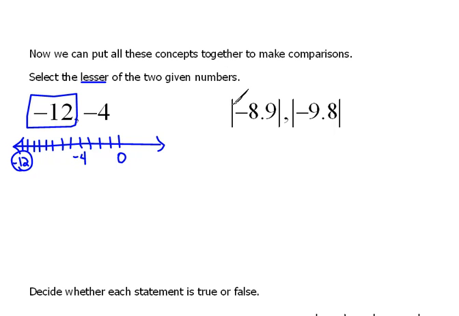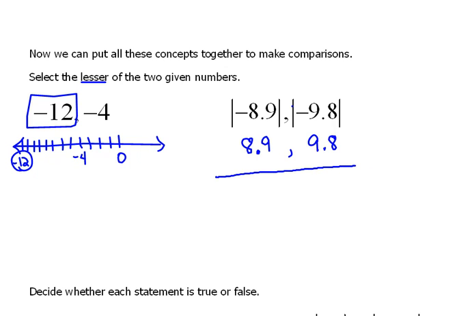This says the absolute value. So how far from 0 is negative 8.9? Well, that would be 8.9 units away from 0. This just means it's to the left. This number here says how far from 0 is negative 9.8. Well, that would be 9.8 units away from 0. So now we're looking at these two numbers, 8.9 or 9.8.